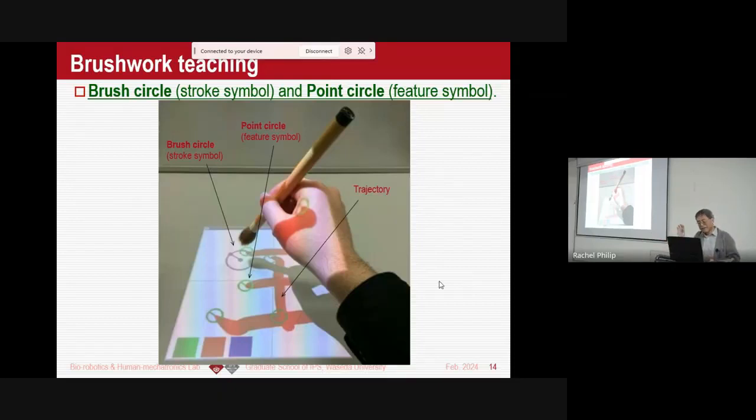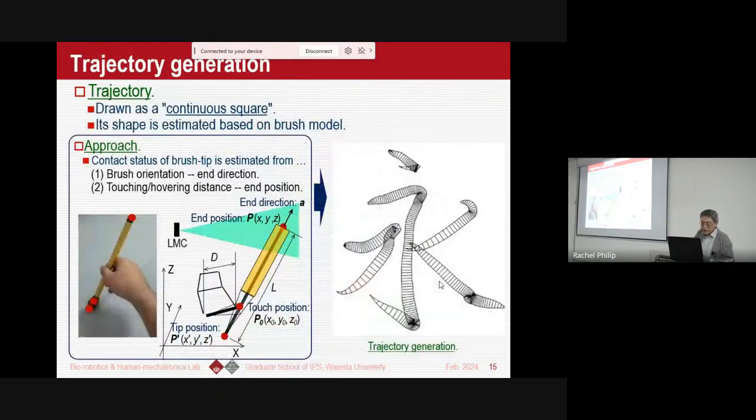If this study is important, how to show this three-dimensional movement on a two-dimensional display is one important point. So we introduce this circle line system. The second important point is trajectory generation. This is a virtual system.